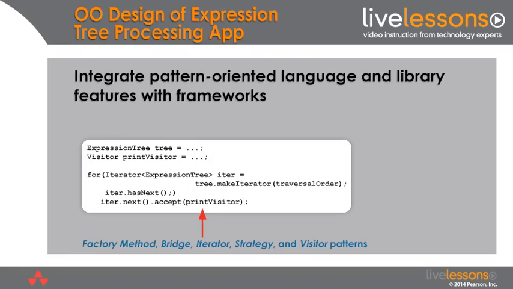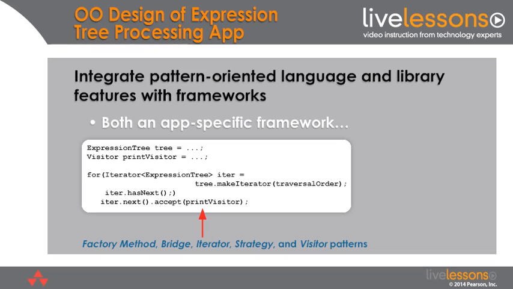It's also worth noting, of course, that frameworks embody many of the patterns that we've been talking about, many Gang of Four patterns, many other patterns from the patterns literature as well. So there's a tremendous synergy between patterns and frameworks. Something else we're going to do when we do the object-oriented design of our expression tree processing app is integrate pattern-oriented language and library features with frameworks. For some of the things we're going to be dealing with, they'll be very application-specific frameworks. In our case, a framework for dealing with expression tree processing.